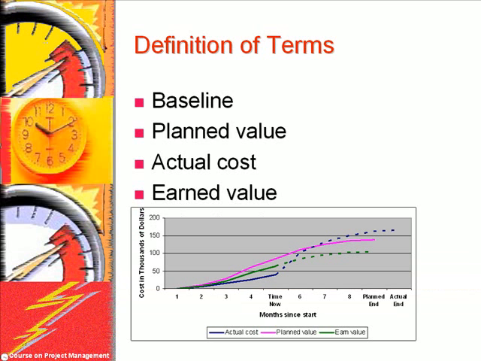This figure shows planned cost, actual cost, and earned value on the same scale. Note how earned value is shown in solid green up to the time now, and how the green dashed line shows the earned value up to the planned end date. The actual cost is shown in blue and continues until the end of the project, which is a month later.